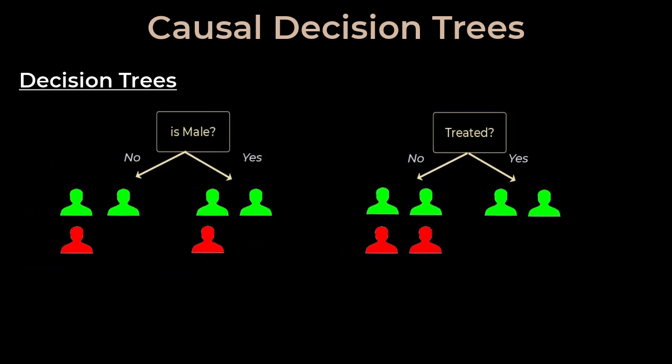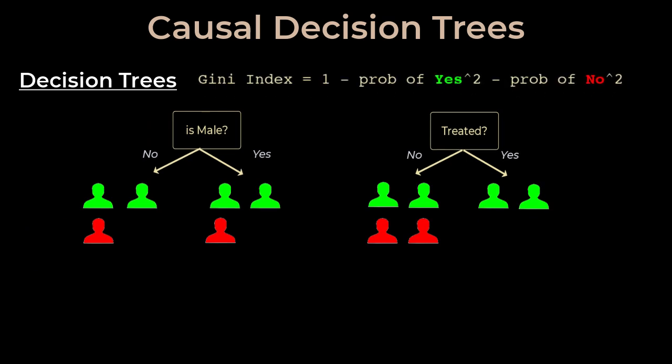And we can quantify this with the Gini index. So Gini index is going to be 1 minus the probability of yes squared minus the probability of no squared. Gini index is a measure of impurity. Lower the value, better is the split, subject to overfitting.